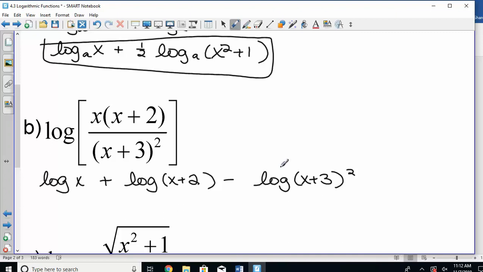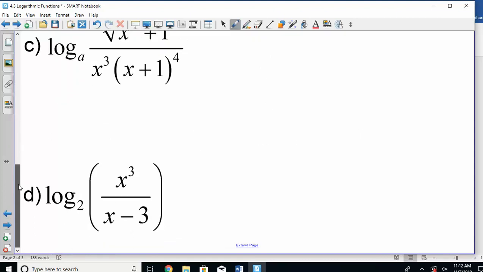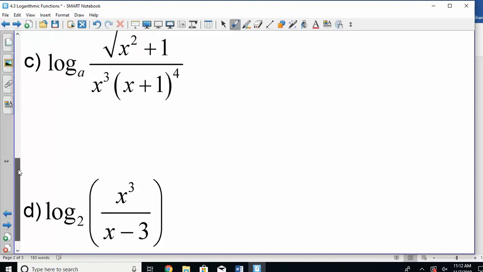Okay, now what can you do? Drop the 2 down. Can I just erase it and move it down? Can I separate any more? No? Can't break apart the addition, so that's my final answer. I'm going to put some up here for you. I want you guys to do those 2.